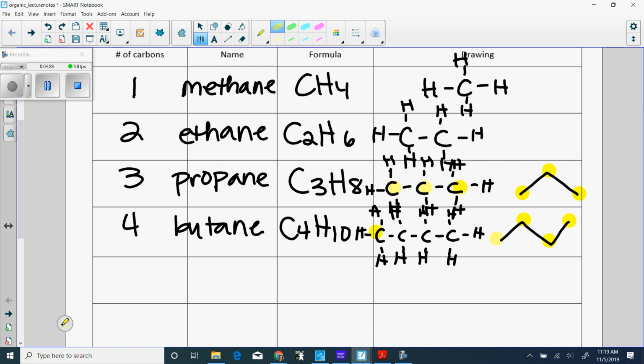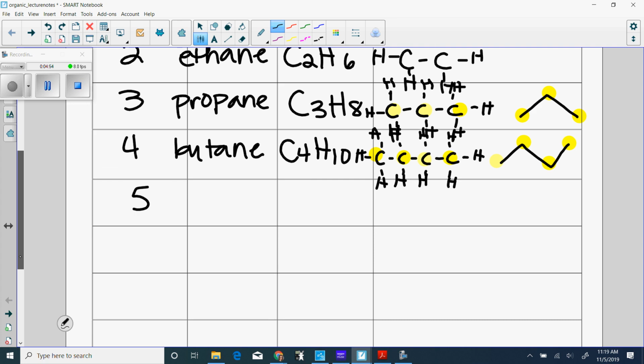We could also draw it as a line drawing. In a line drawing, each of the corners is a carbon, and we do not draw the hydrogens, but that does not mean they do not exist. They're understood. So that also doesn't mean that you don't need to know that. You do need to know that. Just because they're not on here, you would need to know how many there are and where they would be.